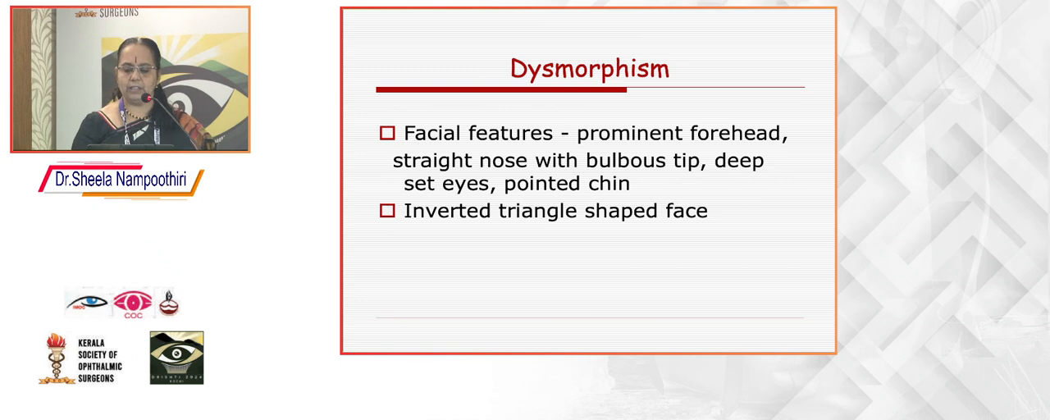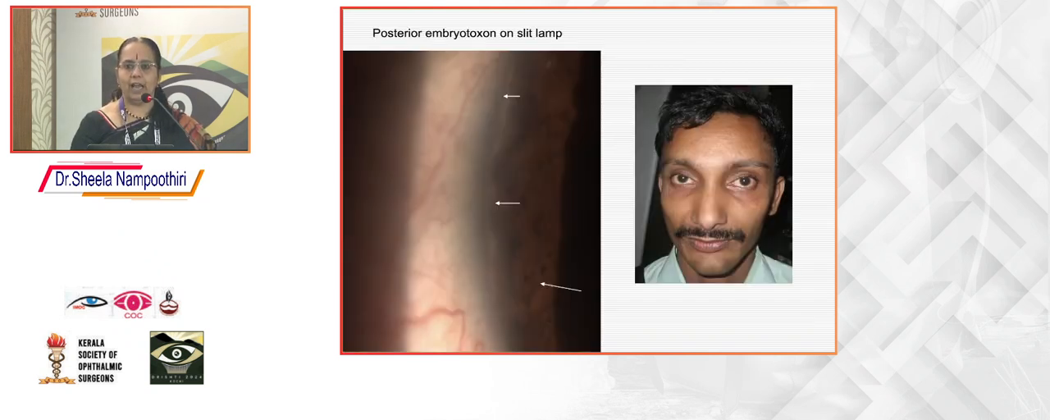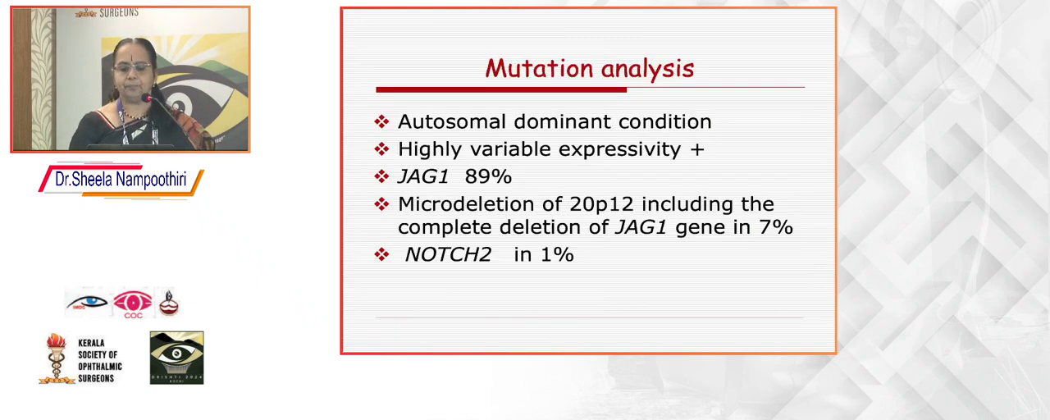So the facial features are a prominent forehead, straight nose, bulbous tip, pointed chin, and inverted triangular face. So this is the father. Actually, the inverted triangular face is very clearly seen in the father, and the posterior embryotoxon was identified by the slit lamp evaluation for both of them.